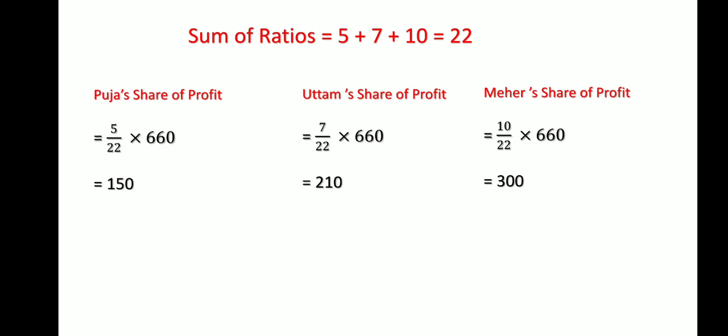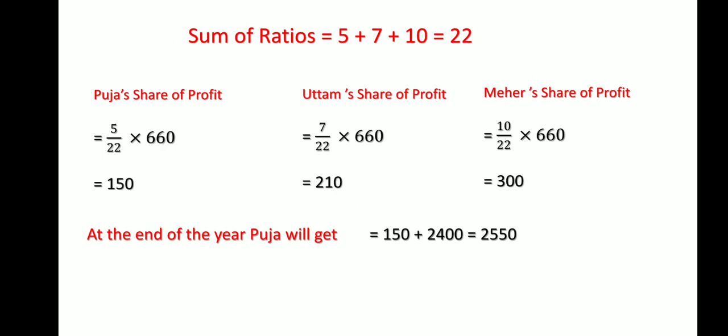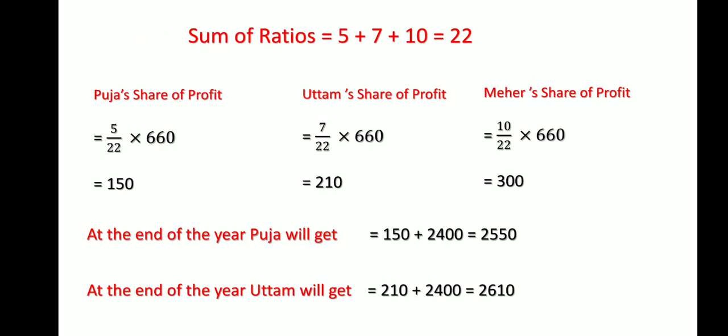But Pooja and Uttam were also entitled to honorary allowance. So at the end of the year, Pooja will get both. 150 is her share of profit, and 2400 is for keeping the accounts. So the total is 2550. Similarly, Uttam will also get 210 plus 2400, that is 2610. So this is what the question had asked us to solve.